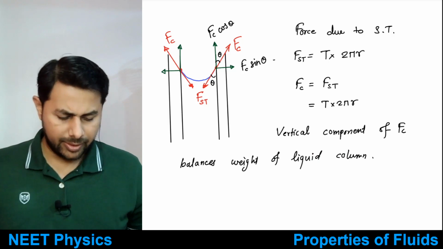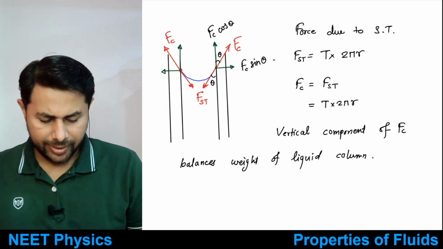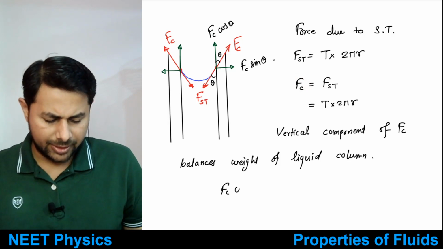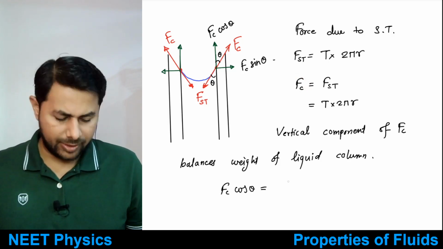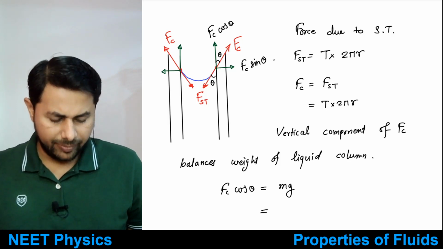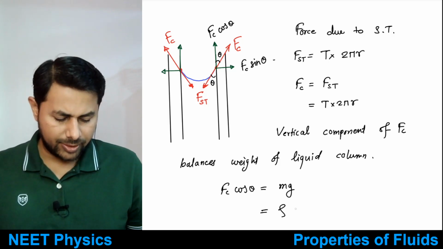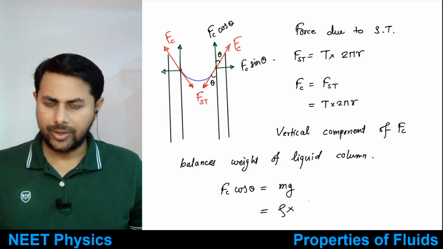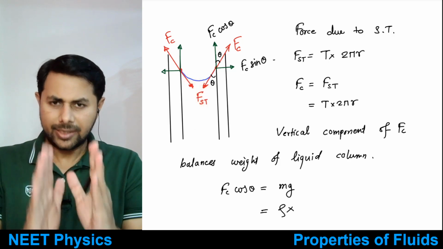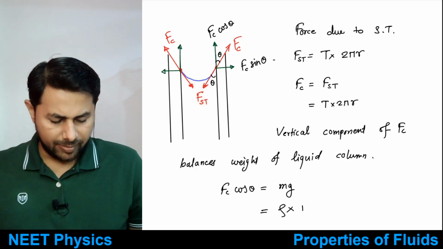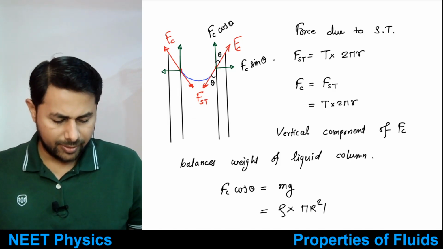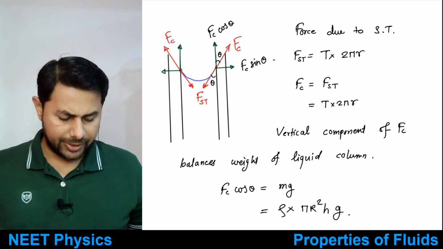So therefore the vertical component would be what? Fc cos theta, right? So Fc cos theta is equal to the weight of the liquid column, which is mg. And what is m? Mass is density times volume, so it is density multiplied by the volume of the cylinder, right? This liquid column would be cylindrical, so it is pi r square times h. Multiplied by acceleration due to gravity.